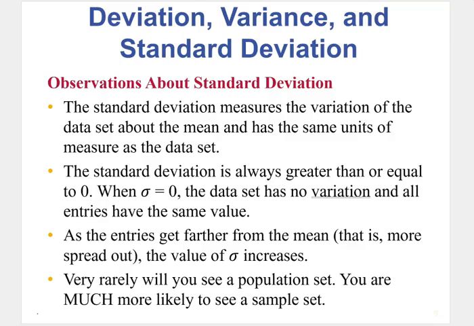All right, so the standard deviation measures the variation in the data set about the mean and has the same units as the data set. So if your data set's in money, the standard deviation will be in money. The standard deviation is always greater than or equal to 0, and the only time the standard deviation will be equal to 0 is if the data set has no variation, meaning every single data point is exactly the same entry. And as your entries get farther and farther away from the mean, your standard deviation will increase. So if your data is really spread out, then you're going to have a higher standard deviation than if your data was clustered together, like when we talked about those starting salaries.